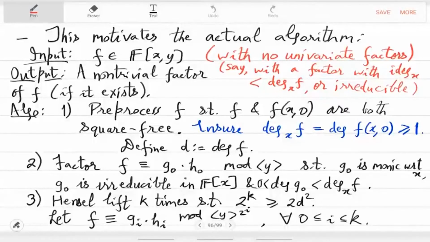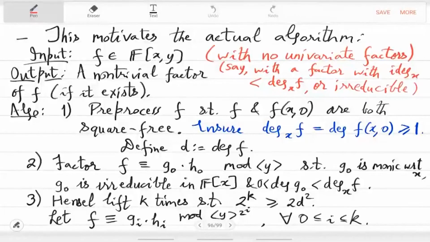Okay. So if there is a non-trivial factor, then either its individual degree is smaller in x or in y. So we can assume x. So with these moderate assumptions, this is completely without loss of generality. So what you do is first you pre-process f such that both f and f at y equal to 0 are square free. Right? If they are not, then we had these simple pre-processing steps.